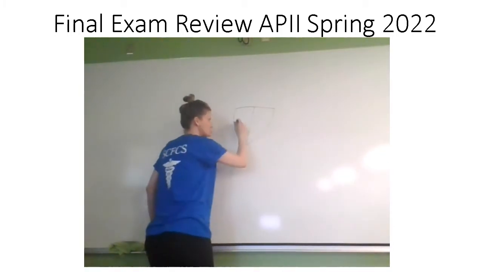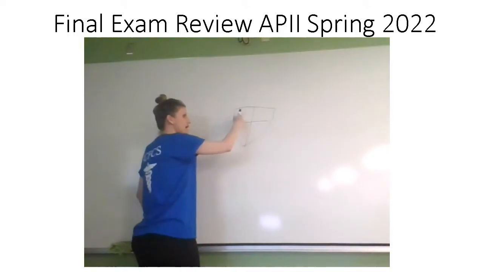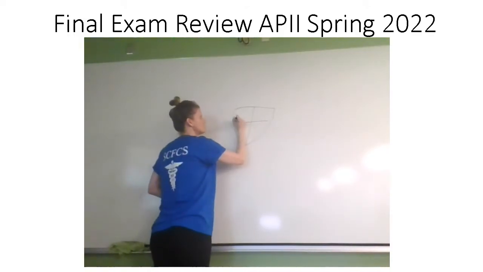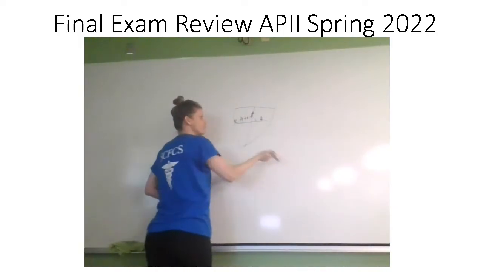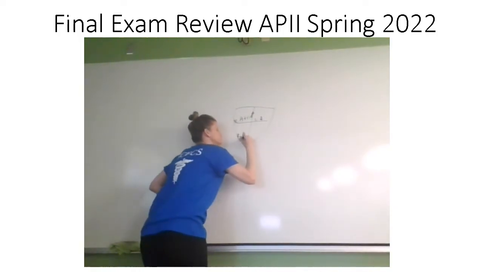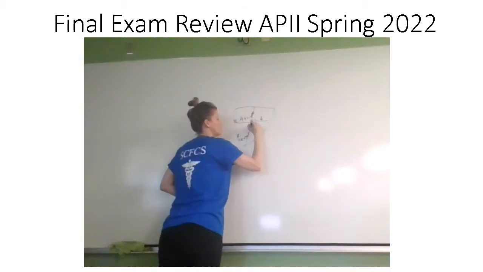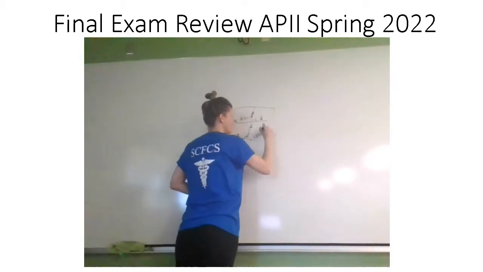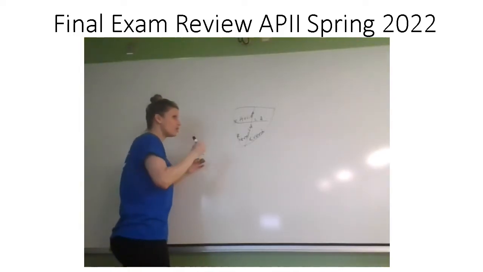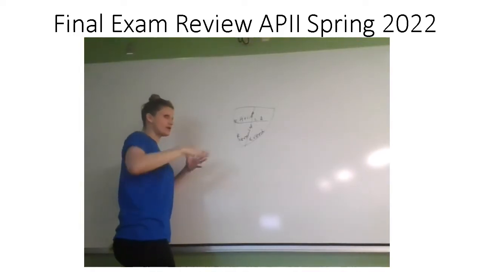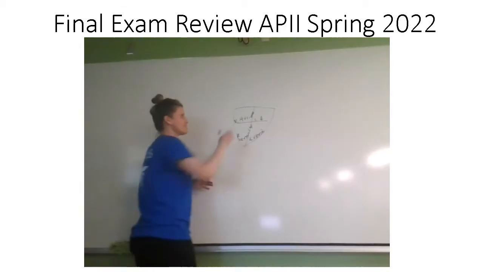The heart has 4 chambers. Remember, up top are the atria, so right atrium and left atrium. And then on the bottom, right ventricle and left ventricle. So you guys should know what goes in or out of each chamber, right?